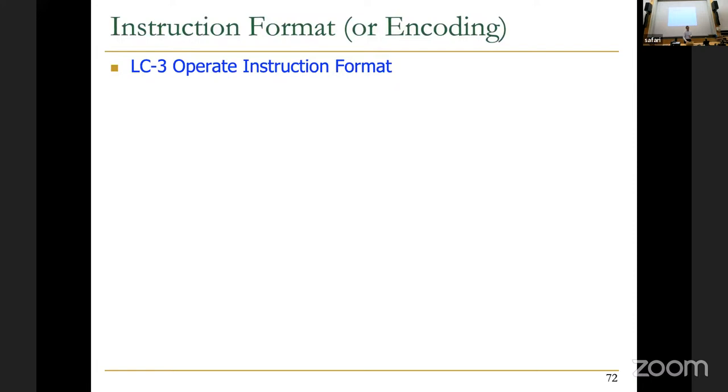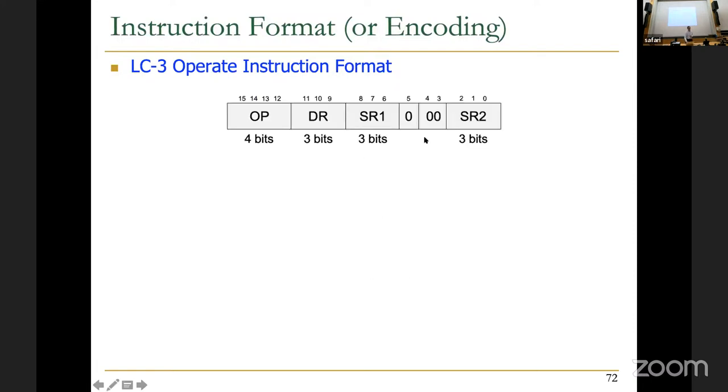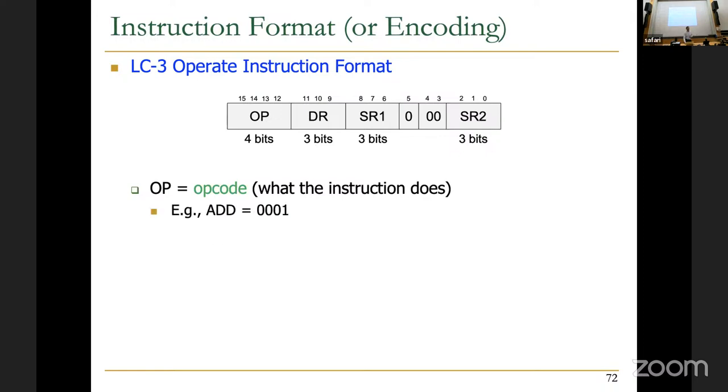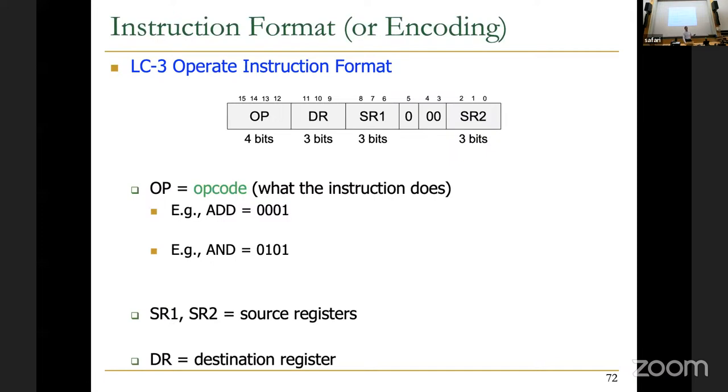So LC3 has operate instruction formats. It looks like this, basically, opcode, destination register, source register one, source register two. And you know exactly which bits define what over here. Up is the opcode, what the instruction does. For add, it's 0001. For AND, it's 0101. Basically, for every single opcode, you need to have an encoding. And SR1, SR2 are source registers. DR is the destination register. Hopefully, these are simple. And once we keep seeing this, they're going to be even simpler.